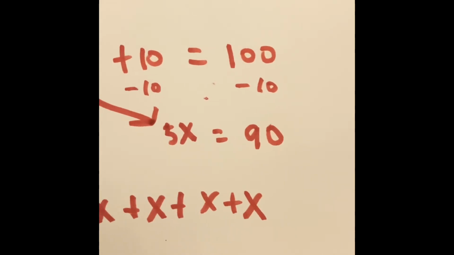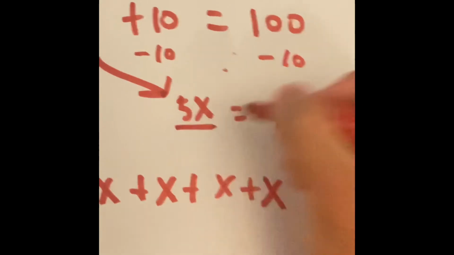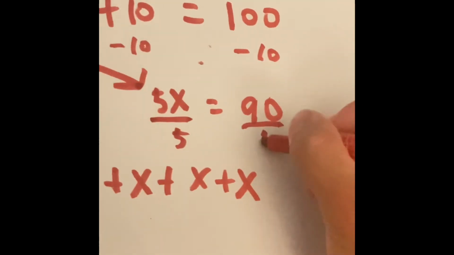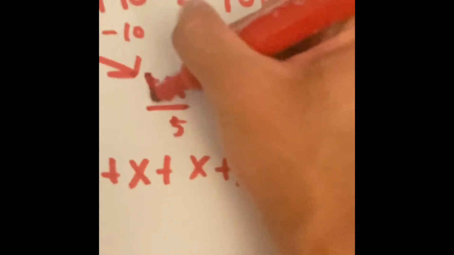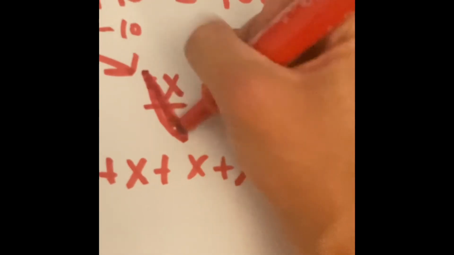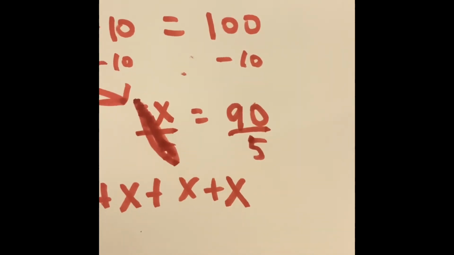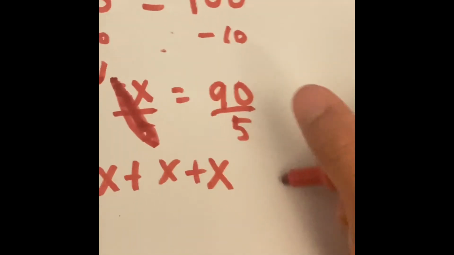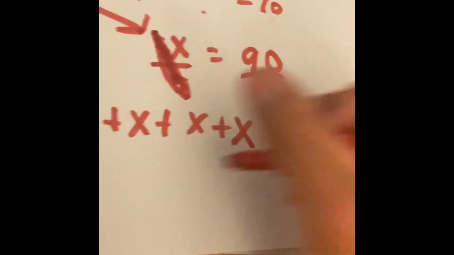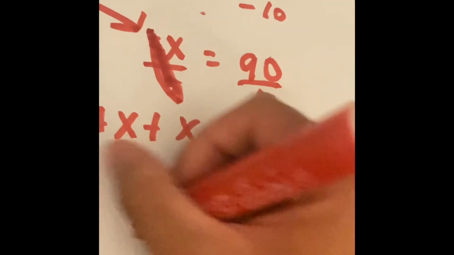Instead of multiplying, we're in reverse, remember? So we divide everything by 5. 5 divided by 5 is 1, so those cancel out. Now we have X equals 90 over 5. 90 divided by 5 is 18, which means X equals 18.